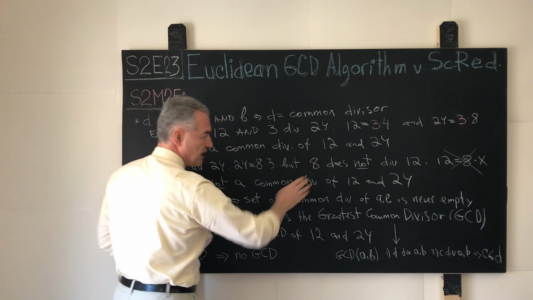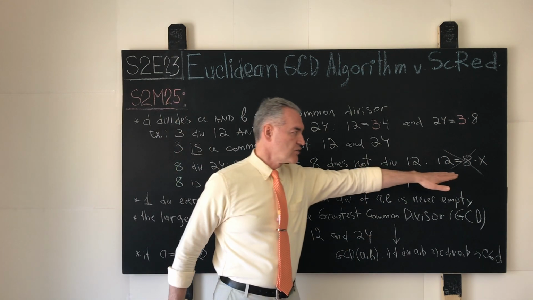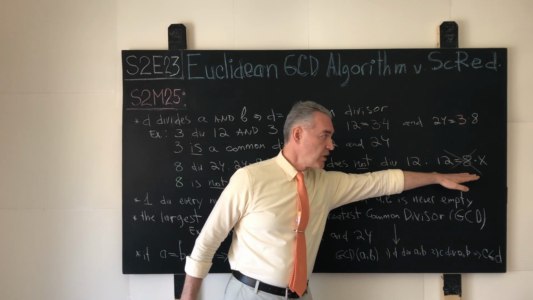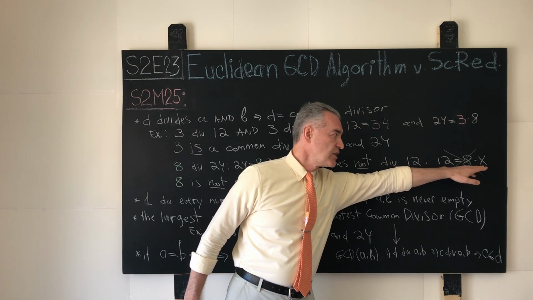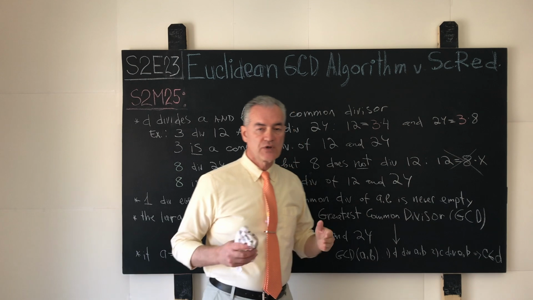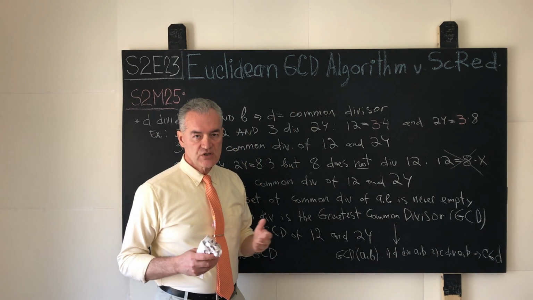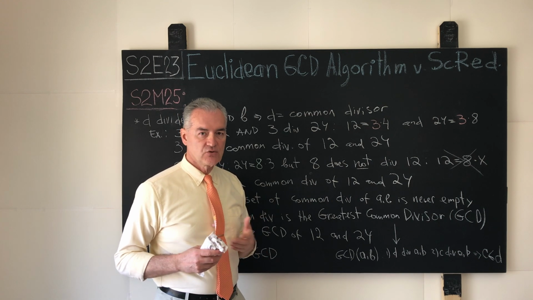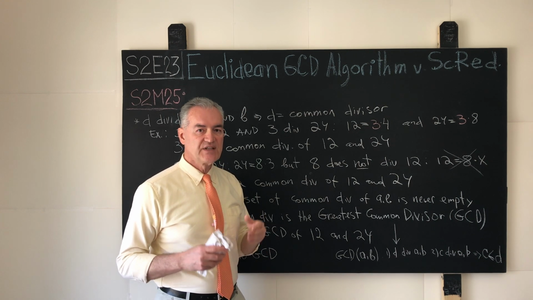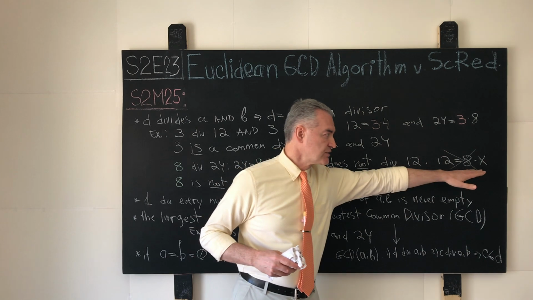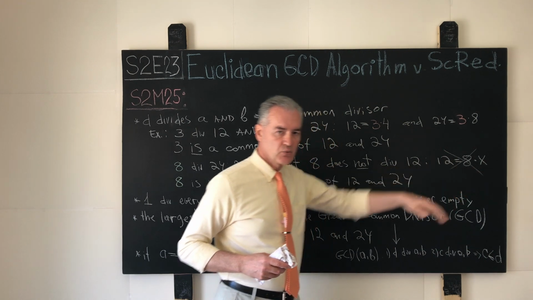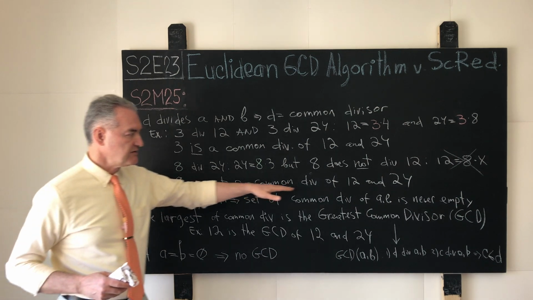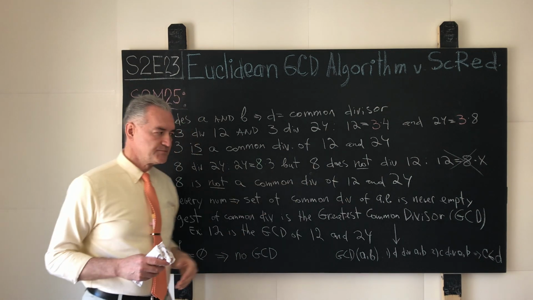But 8 does not divide 12. In other words, our definition, which has the symbolic form of 12 equals 8 times x, where x must be a whole number, gives an equation that does not have any solutions, or technically the set of solutions of that equation is the empty set, so no such integer exists. 8 does not divide 12. Consequently, the number 8 is not a common divisor of 12 and 24.